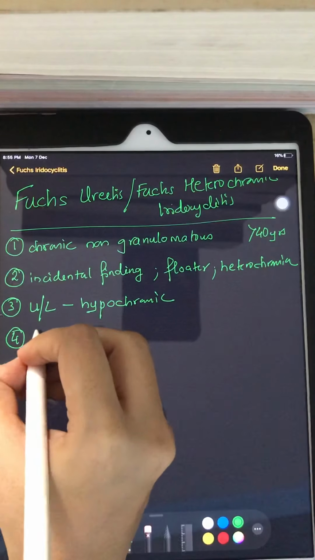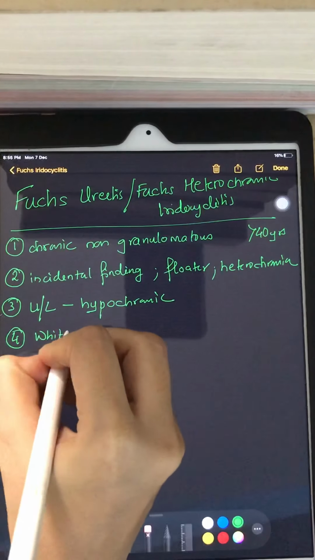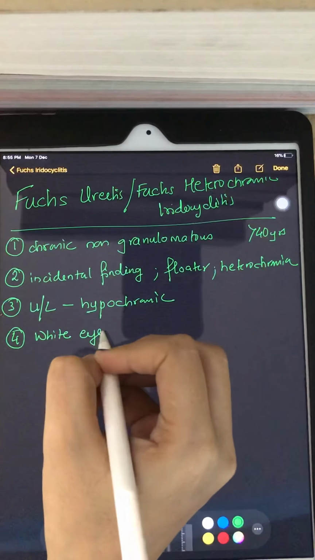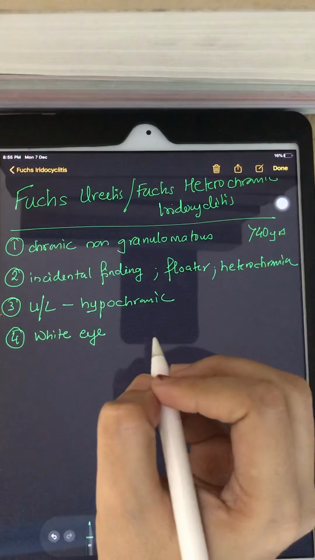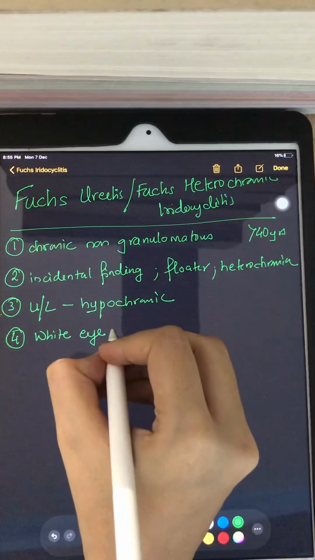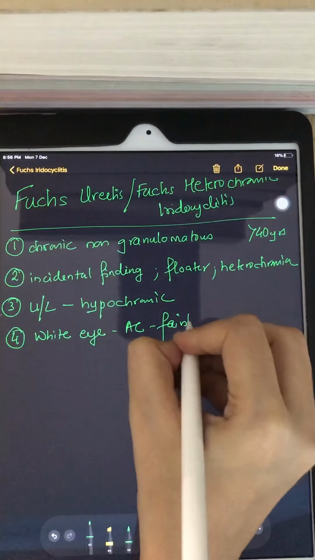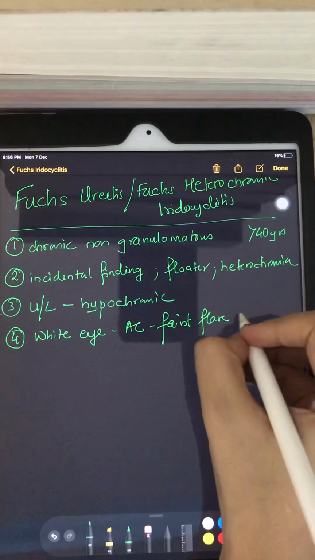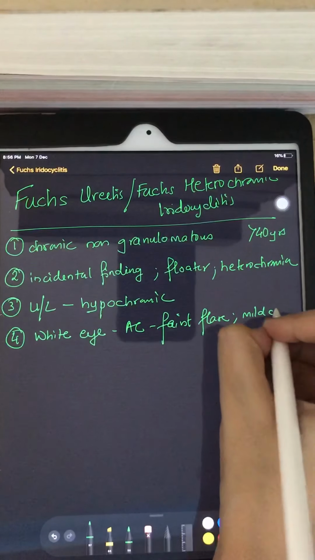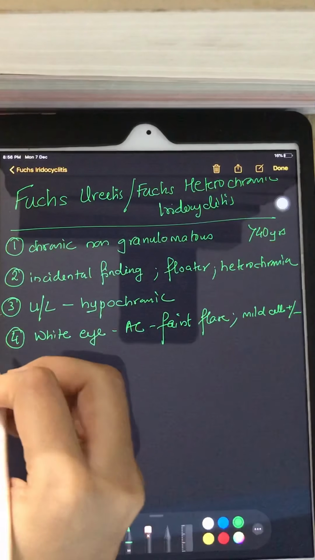So what do we find in the anterior chamber? Usually, Fuchs is known to be a white eye, that is, even during exacerbation, the eye looks white. There's not much congestion, and in the anterior chamber only faint flare is seen. Sometimes mild cells may or may not be seen.